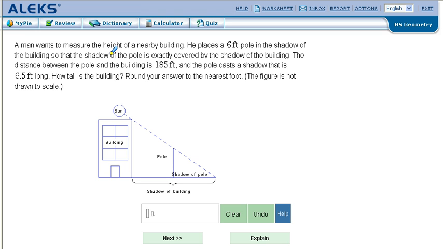So it's a man wants to measure the height of a nearby building. He places a 6-foot pole in the shadow of the building so that the shadow of the pole is exactly covered by the shadow of the building. That means they overlap and they end at the same point. The distance between the pole and the buildings is 185 feet. The pole casts a shadow that is 6.5.